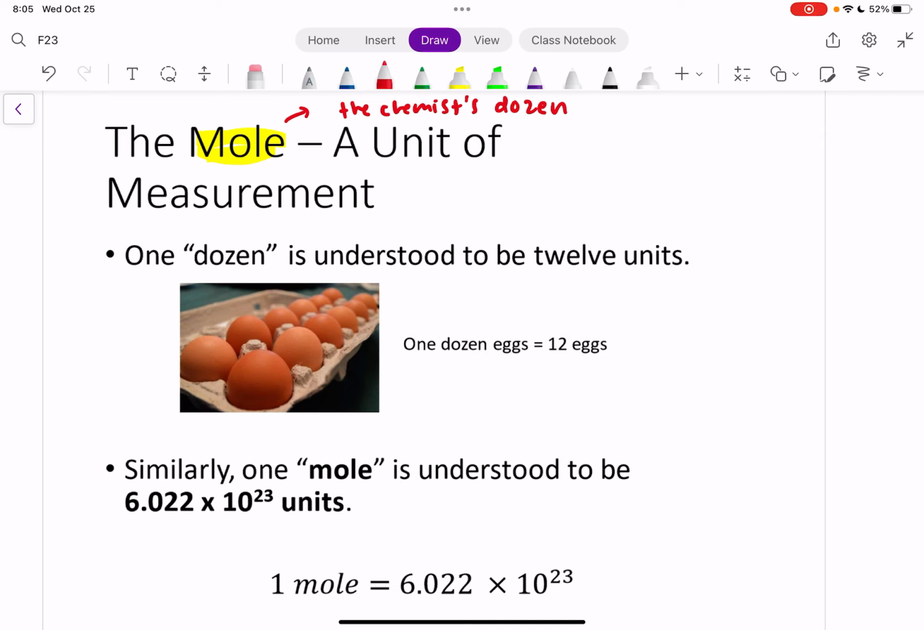So similarly, one mole is always 6.022 times 10 to the 23rd of that thing. 1 mole of anything, right? 1 mole of eggs is 6.022 times 10 to the 23rd of those eggs. 1 mole of apples is 6.022 times 10 to the 23rd apples. So 1 mole is understood to be that many units.